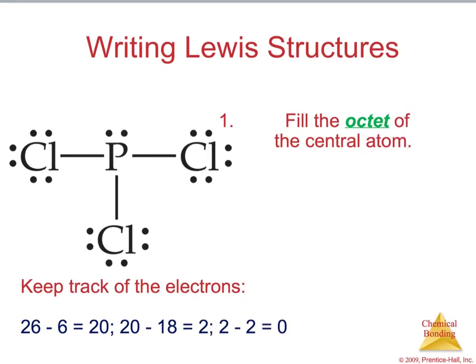Then I need to fill the octet of the central atom. So I'm going to place my 2 electrons here. So I have 2, 4, 6, 8 electrons now on phosphorus. And when I take those 2 electrons that I just added to phosphorus, I'm going to subtract those from my 2, and I see that I get a subtotal of 0. And this is exactly what I want. I need my molecule to be neutral, so I need to end up with a charge of 0.